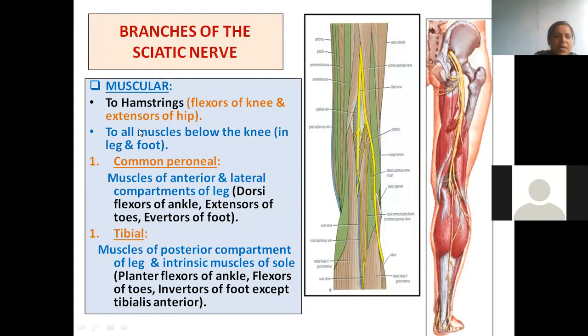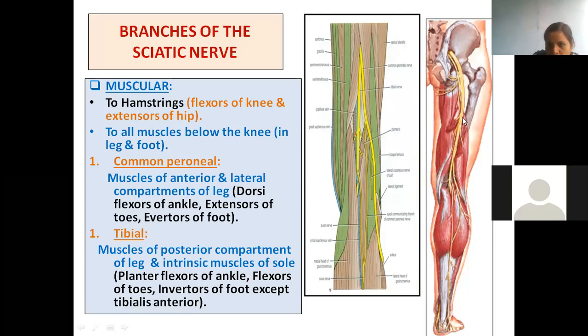So branches of the sciatic nerve: it gives muscular branches to the hamstring muscles. What are hamstrings? The posterior compartment of the thigh muscles are called hamstrings. Okay, we have flexors of the knee, extensors of the hip, and all muscles below the knee. Then we have the common peroneal, which is one of the terminal divisions. So many times I told you, the common peroneal divides into superficial and deep peroneals. Superficial will go and supply the lateral compartment, and deep peroneal supplies the anterior compartment of the leg. So you can see the course now.